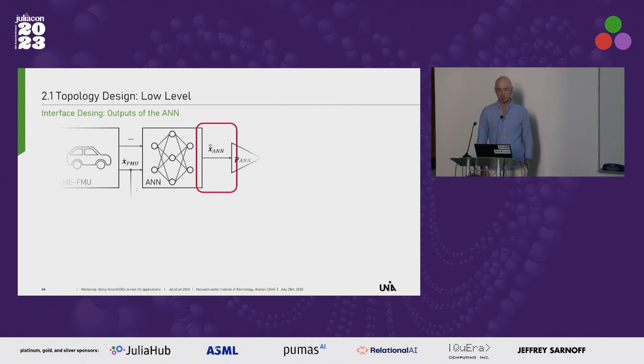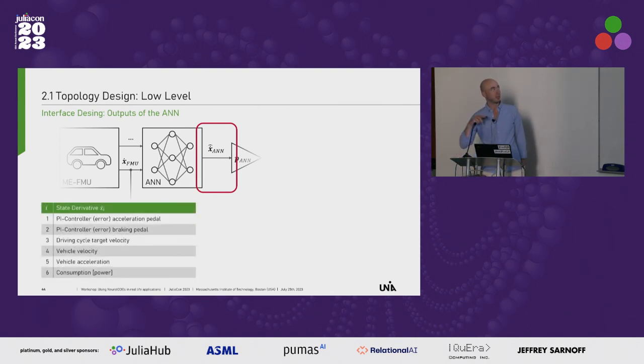So the ANN outputs, in this case, we only have the six state derivatives because we cannot manipulate the state, and the system state is basically read-only. So it's determined by numerical integration. We cannot affect the system state directly here. We can remove the driver derivatives again because of the same reason.